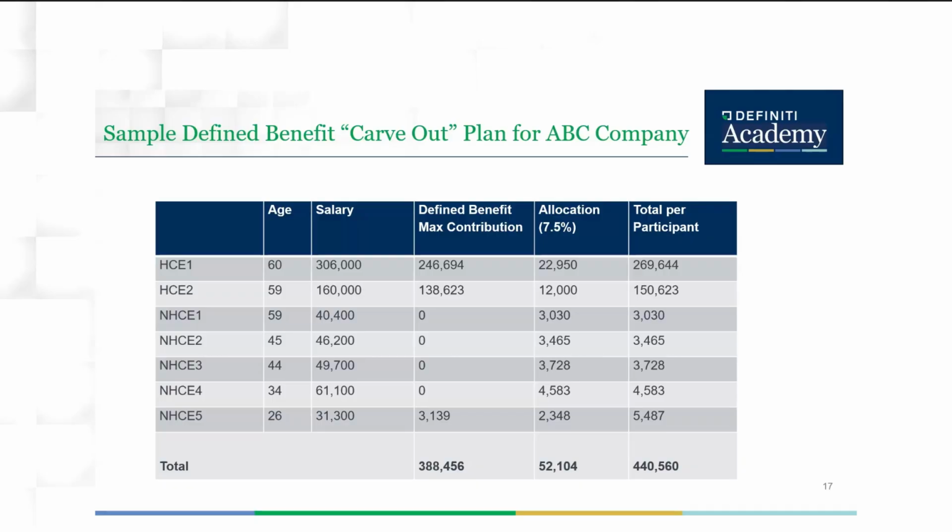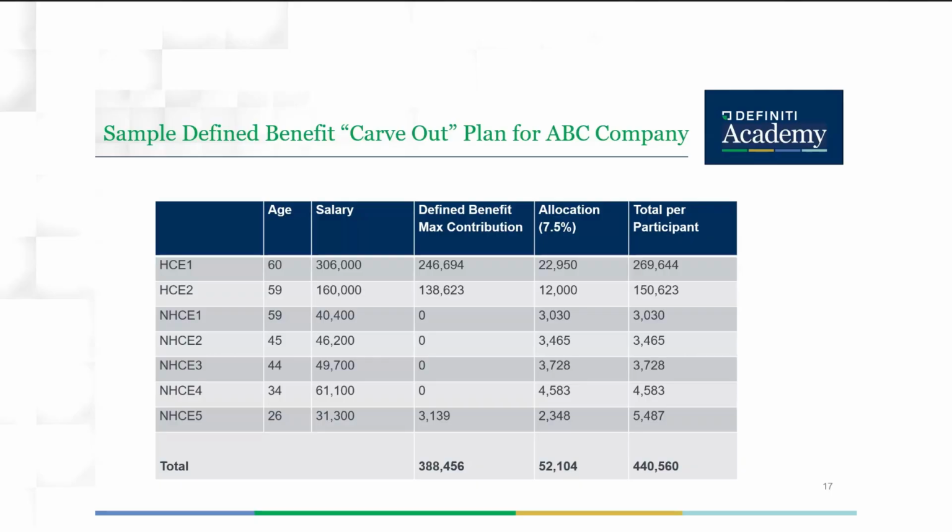But the cost for the employee benefits was 28,548 higher than it is on this slide. No, I said that wrong. It's 28,548 versus 20,293 here, which is an additional 8,255 for the NHCEs.